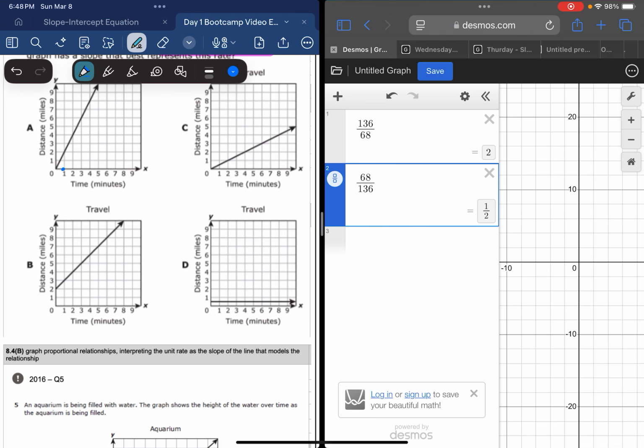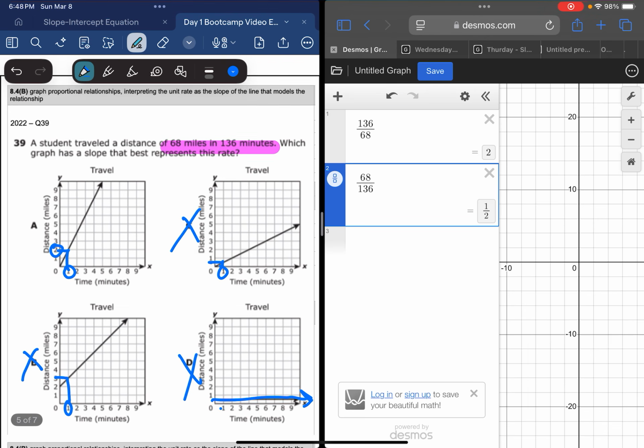Okay, so let's go 1, 2, possibly 1, not even close to 1, 1, 3, no, and again, we don't choose graphs that look like this. So our answer here is A.